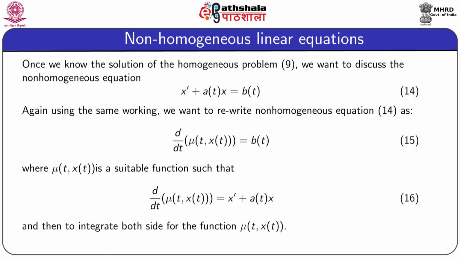Once we know the solution of the homogeneous problem 9, we want to discuss the non-homogeneous equation dx/dt plus a(t)x is equal to b(t). Again, using the same method, we rewrite the non-homogeneous equation 14 in the form d/dt of mu(t,x) is equal to b(t), where mu(t,x) is a suitable function such that d/dt of mu(t,x) is equal to x dash plus a(t) into x, and then integrate both sides for the function mu(t,x).